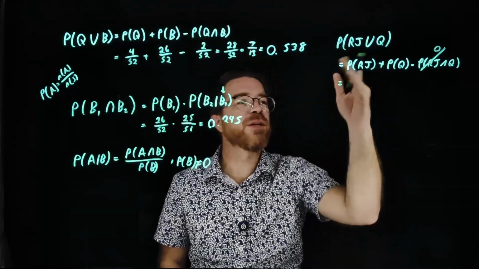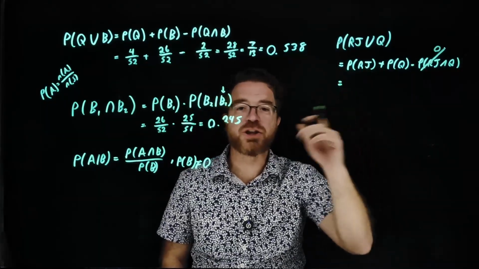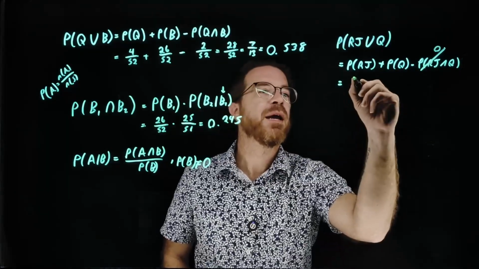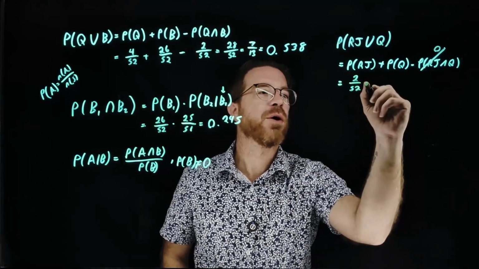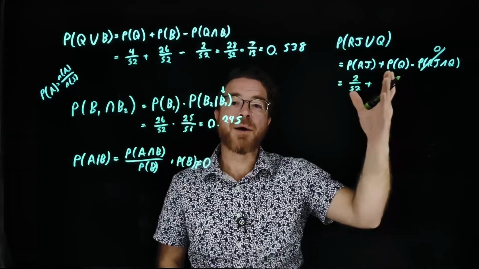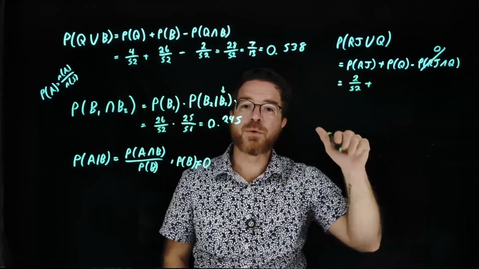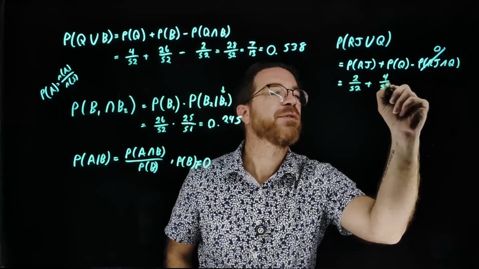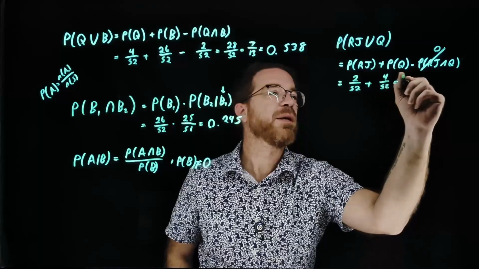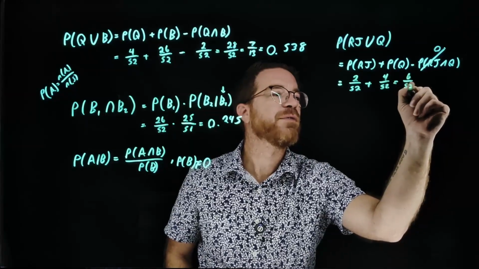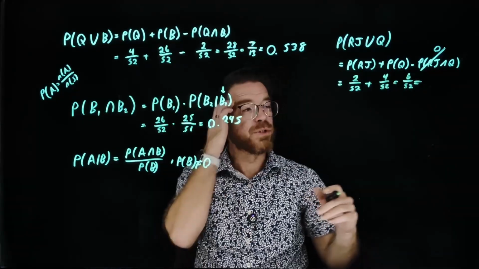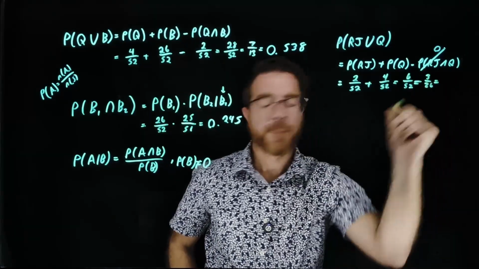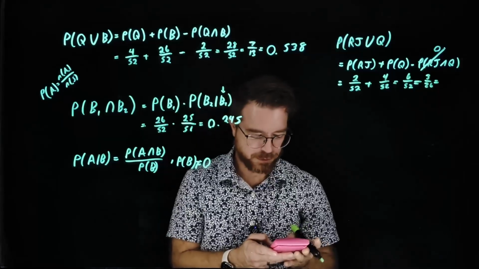So first, we need to figure out the number of red jacks. Well, there are 2 of them: the jack of hearts and the jack of diamonds, out of our total 52 cards. Plus, what's our probability of drawing a queen? Well, there are 4 queens: queen of hearts, queen of diamonds, queen of spades, queen of clubs, divided by 52. So this is just going to be 6 over 52, which equals 3 over 26, or 0.115.